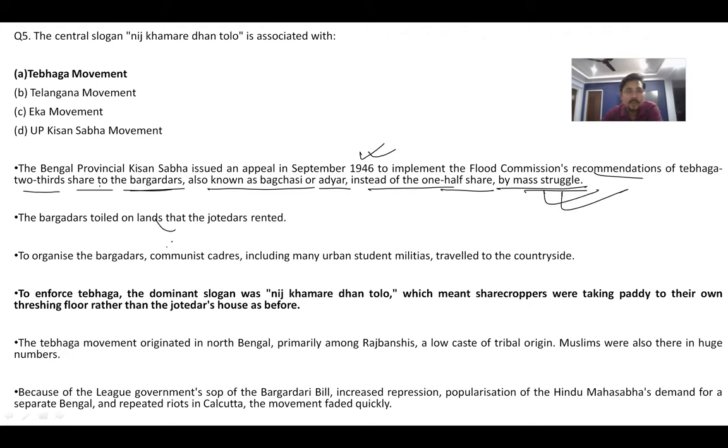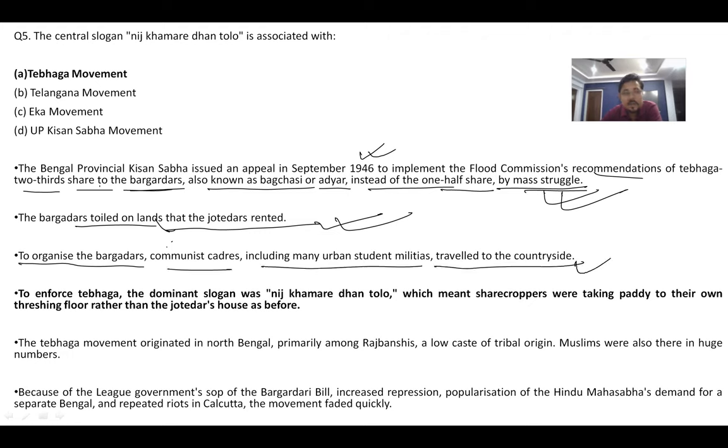Okay, the vargadars toiled on the lands that the jotedars rented. To organize the vargadars, communist cadres, including many urban students, travelled to the countryside. To enforce Tebhaga, the dominant slogan was Nij khamare dhan tolo, which means sharecroppers were taking paddy to their own threshing floor rather than the jotedar's house as before.